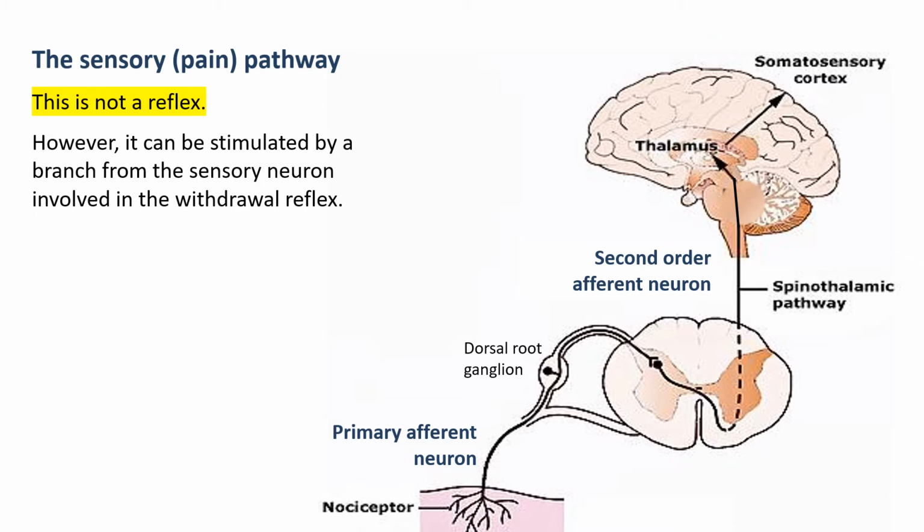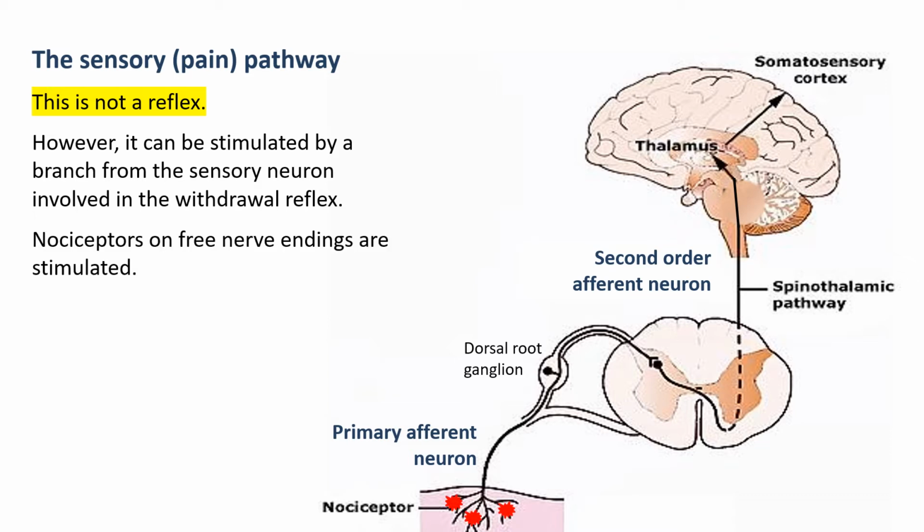It is stimulated by that same sensory neuron that was engaged with the withdrawal reflex and the cross-extensor reflex, but it has another branch. So they all branch out. So you have all these possibilities of synapsing with different neurons. This branch is going to carry the sensation of pain up to the somatosensory cortex.